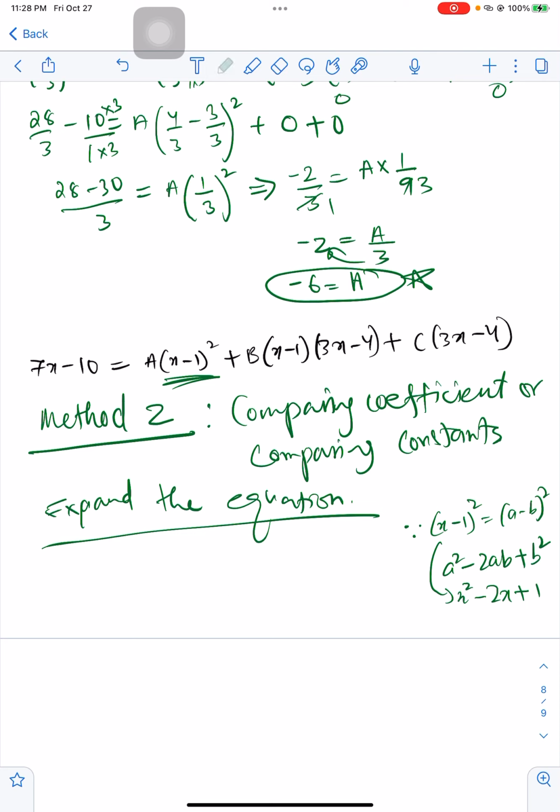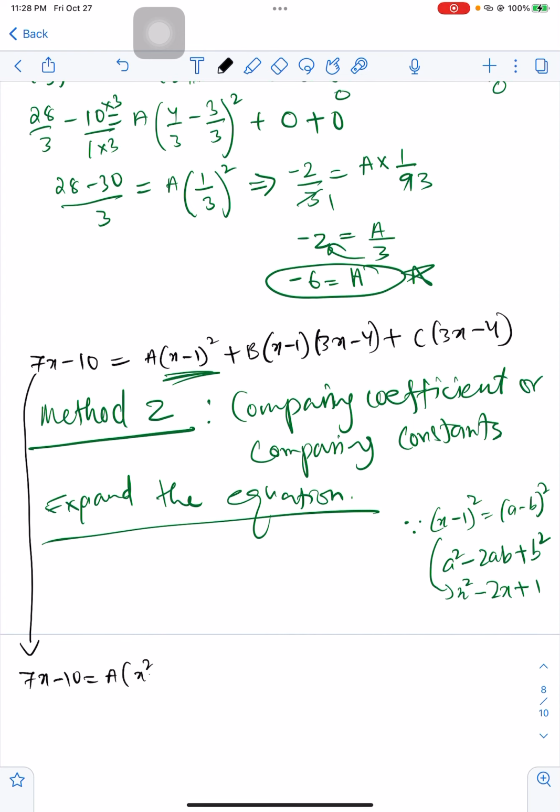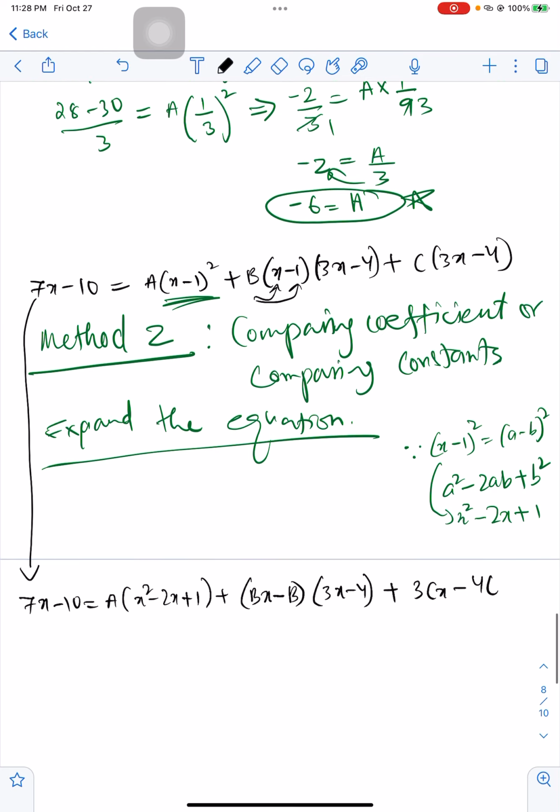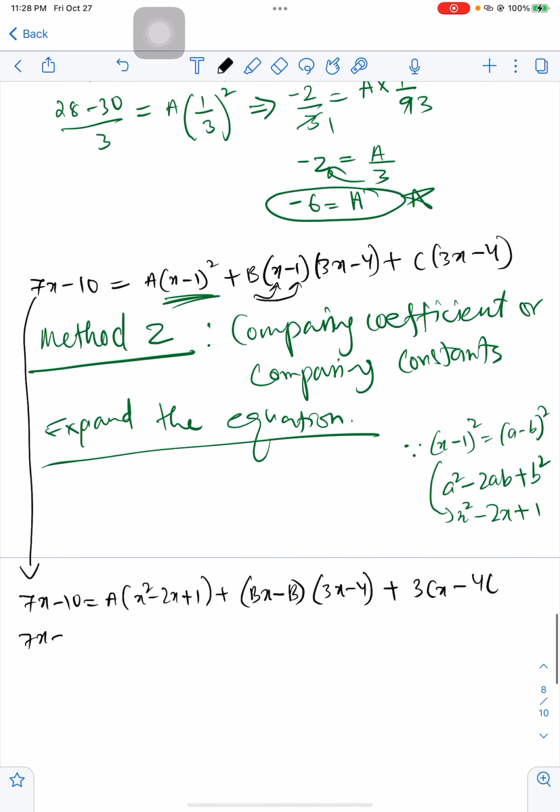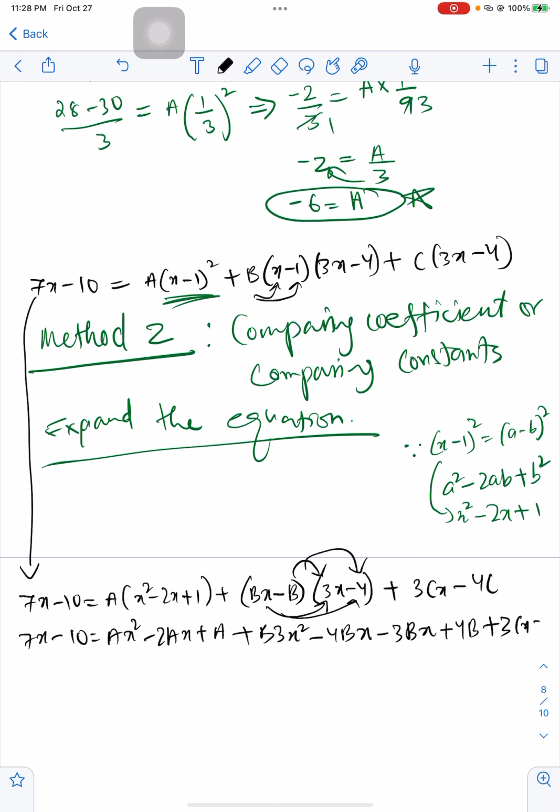Okay, so 7x minus 10 equals a times x square minus 2x plus 1, plus bx minus b times 3x minus 4, plus 3cx minus 4c. 7x minus 10 equals ax square minus 2ax plus a plus b 3x square, negative 4bx, negative 3bx, positive 4b, plus 3cx minus 4c.